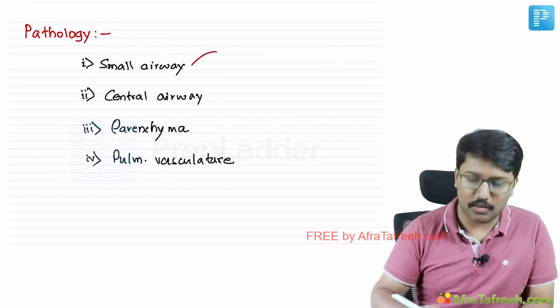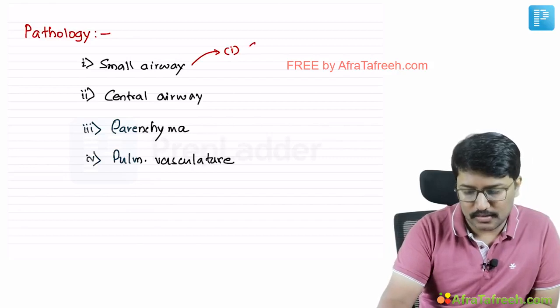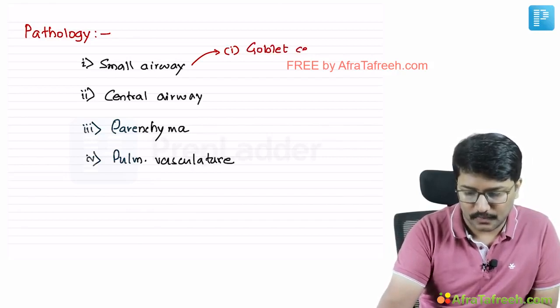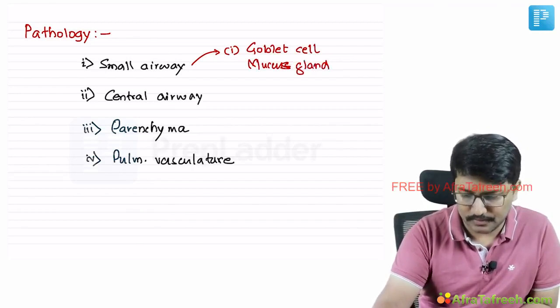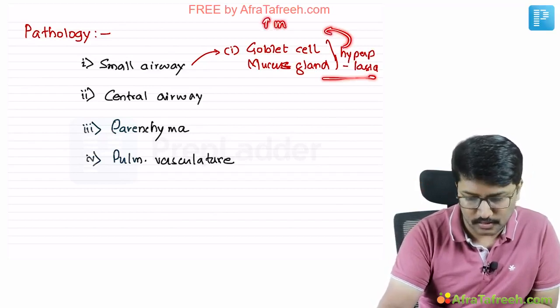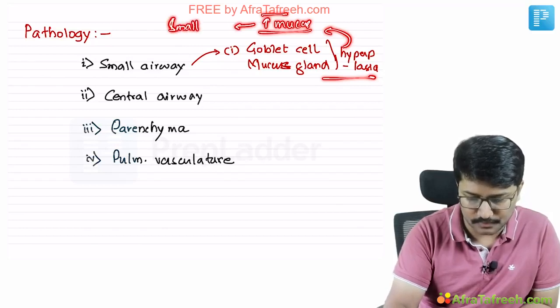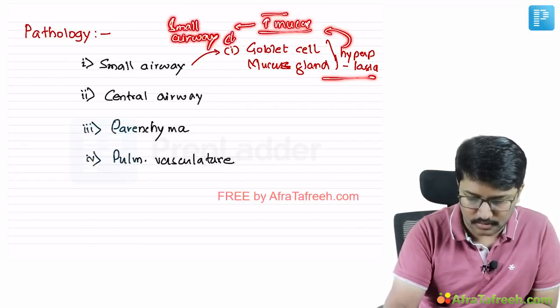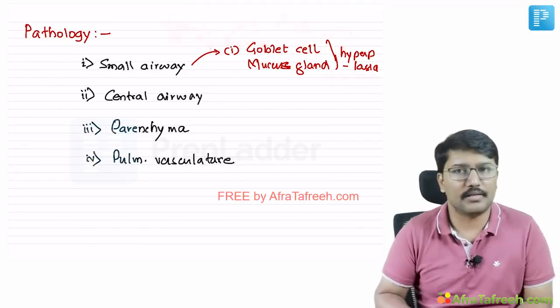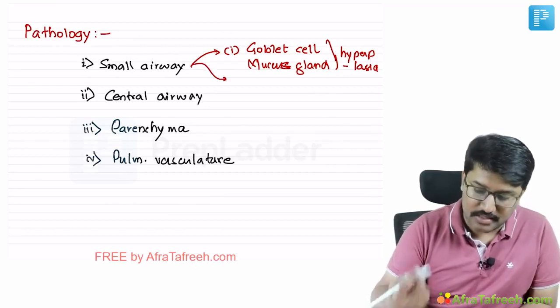When we talk about the small airways, what are the changes that we can anticipate? Number one, you need to know that there is goblet cell and mucus gland hyperplasia. This mucus gland hyperplasia leads to increased mucus production, and this increased mucus production might lead to small airway clogging. So that's one of the changes that we would be seeing.